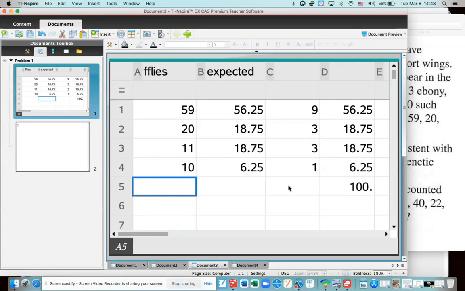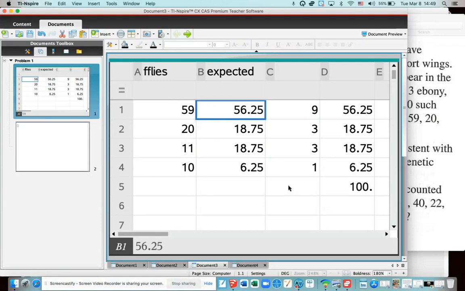Okay, so what are we asking? Well, we're asking, if this is what I observed, does that follow what I expected? 56 to 59 is a little different, but is it so different that I think my expected is wrong? Or is it just because of natural variation? Maybe it really is 56, but I got 59 just because it was this particular sample.